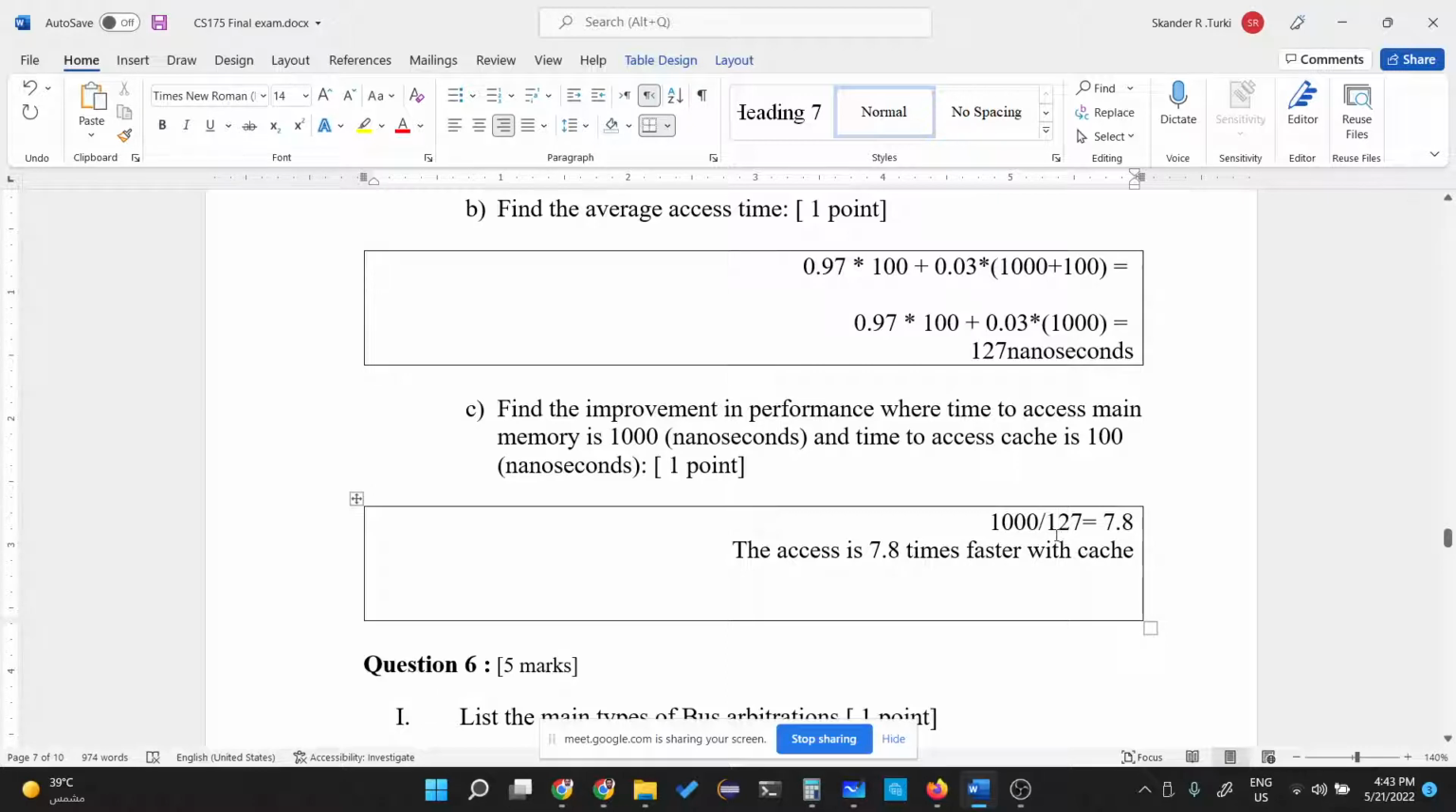Okay. Is it clear or not? So you divide the access time without cache by the average time. He said improvement. How do you compute improvement? You compute improvement by dividing the time to access data without cache by the time to access data with cache. So here you find this factor, which means that the time to access data with cache is 7 times faster. Okay, thank you.